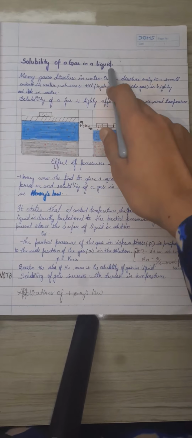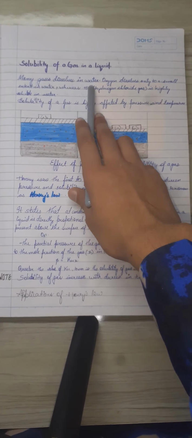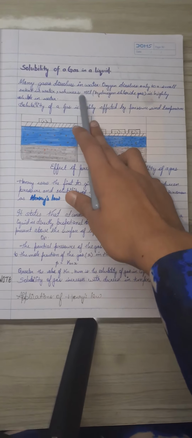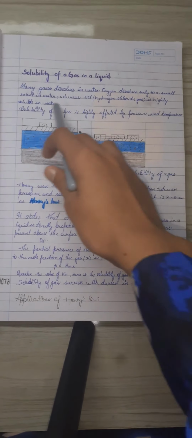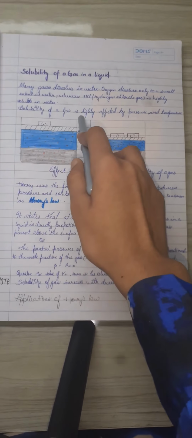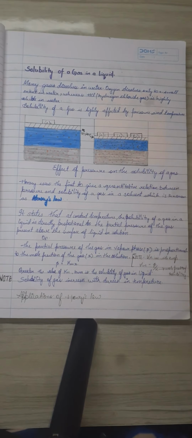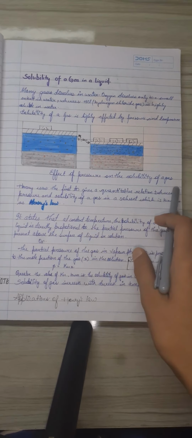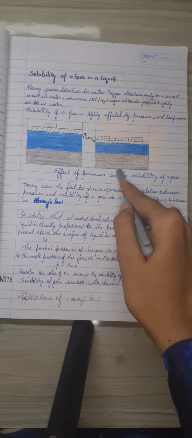Solubility of a gas in liquid. Many gases dissolve in water. Oxygen dissolves only to a small extent, whereas HCl, hydrogen chloride gas, is highly soluble in water. Solubility of a gas is highly affected by pressure and temperature. Now let us see the effect of pressure on the solubility of a gas. Here is a diagram to explain it.